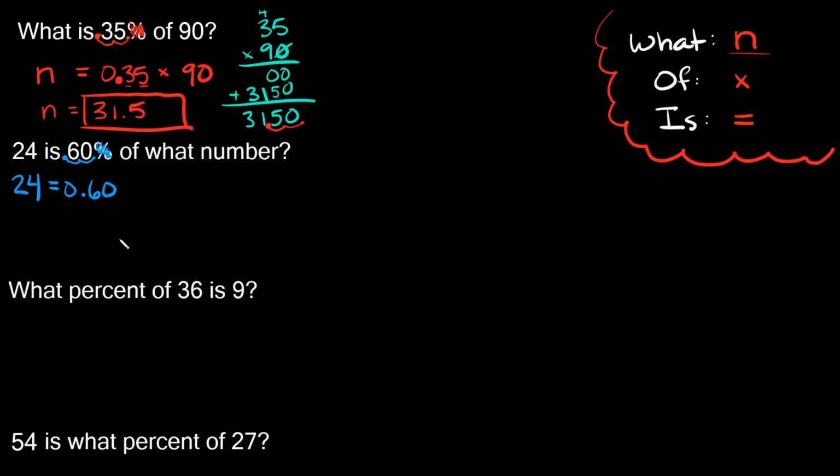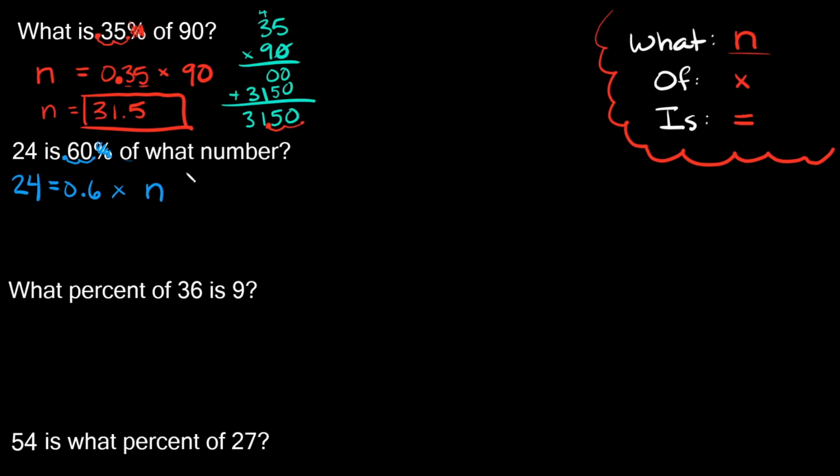And again, you don't need trailing zeros, so if you wanted to get rid of this 0 right there, that'd be okay too, because 0.60 is the same thing as just 0.6. And then of means multiply, right? So we're going to multiply by some number n.